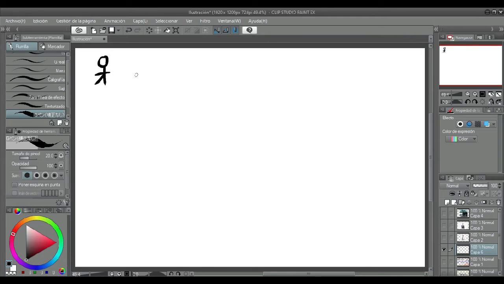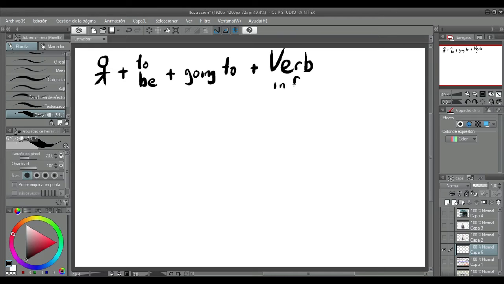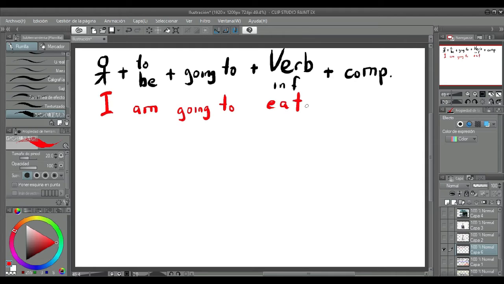We have the noun, the person, the verb to be, then we have going to, then the verb in infinitive, and finally the complement. We can do a sentence, for example, I am, remember this, I am going to eat, let's say, tacos.